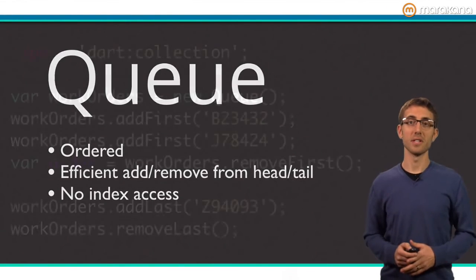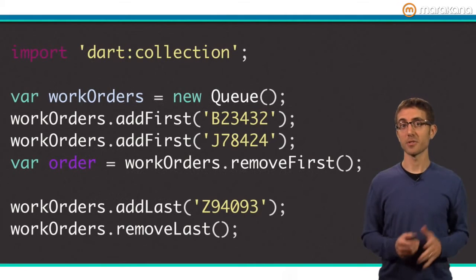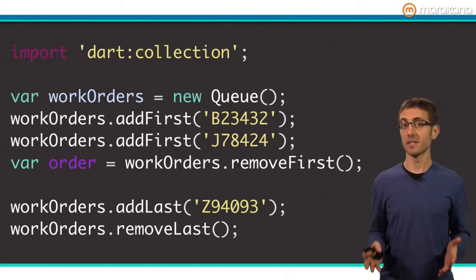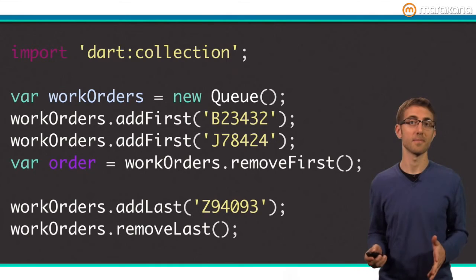Here is some example code that uses a queue. Notice the add first, remove first, and add last, remove last methods. A queue is efficient because it doesn't allocate a whole new data structure when new items are added or removed from the head or tail.